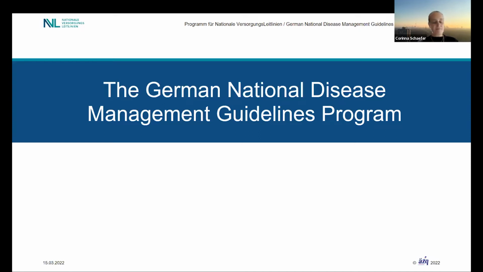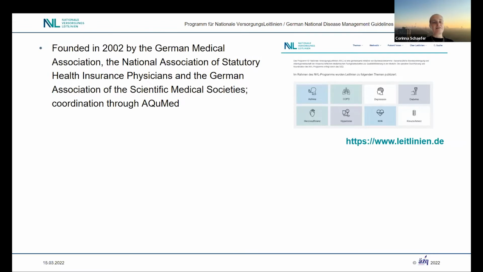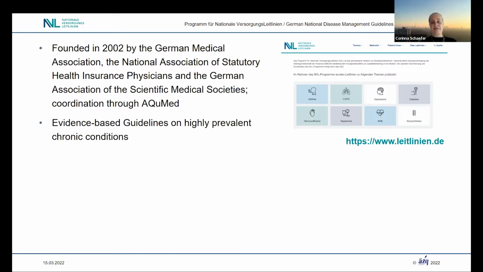And I want to make sure that when we talk about guidelines, we have a common understanding of what good guidelines are. So first, my background is the German National Disease Management Guidelines Program that has been founded in 2002 by the German Medical Association, National Association of Statutory Health Insurance Physicians, and the German Association of the Scientific Medical Societies. It's coordinated through our agency, and they're evidence-based guidelines on highly prevalent chronic conditions, really the major chronic conditions, let's say.